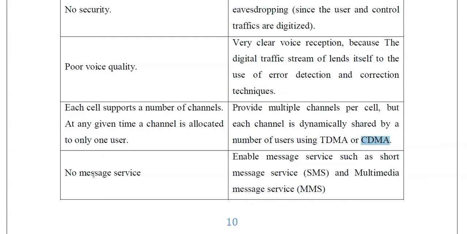The last difference between the first generation and the second generation: in the first generation, no messaging services. In the second generation, since it's data, it enables messaging services such as SMS and MMS, short message service, and multimedia message service.